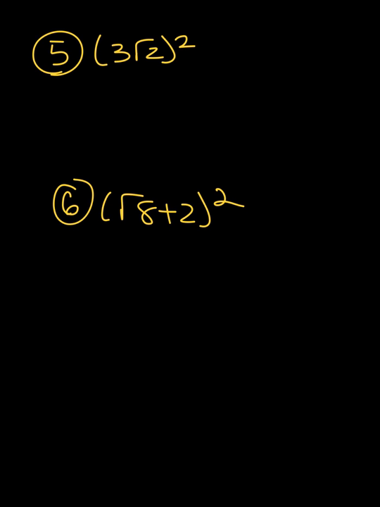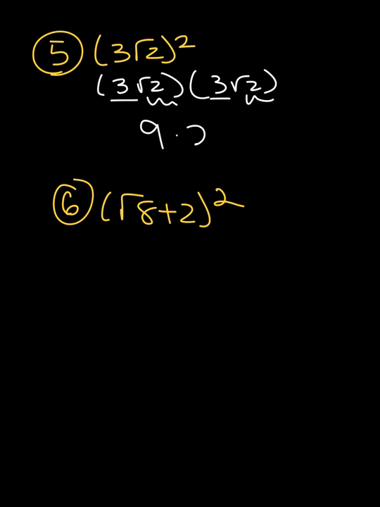Now sometimes it's difficult for students to see this, so I like to rewrite it. So I have 3 root 2 times 3 root 2. So again, 3 times 3 gives me 9, and then root 2 times root 2 gives me 2. So my final answer there is 18.